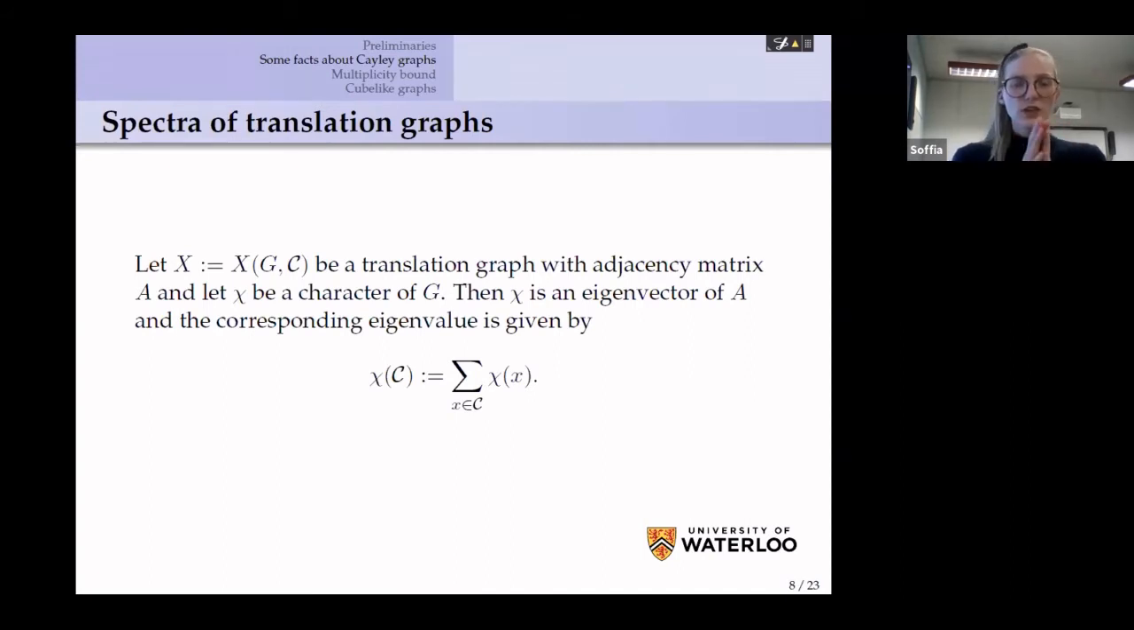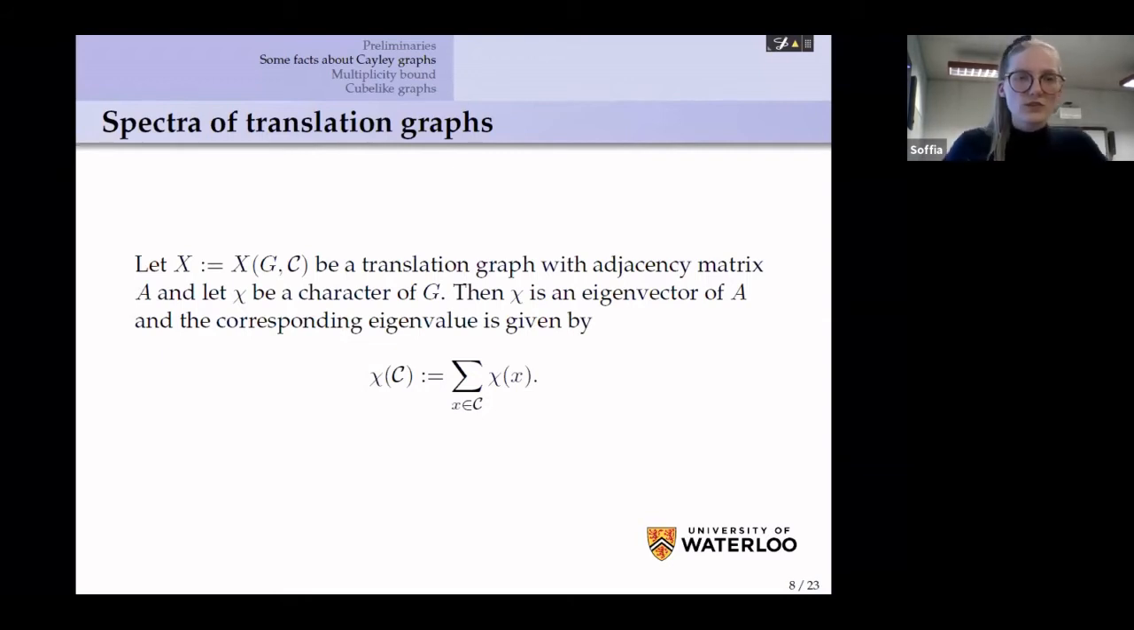We define the characters to be functions on our group, but we can also think of them as vectors that are indexed by the group elements. So they're just vectors living in this vector space, which is indexed by the group elements. That's the space that the adjacency matrix is acting on, because it is indexed by the vertices of the graph, which are the group elements in a Cayley graph.